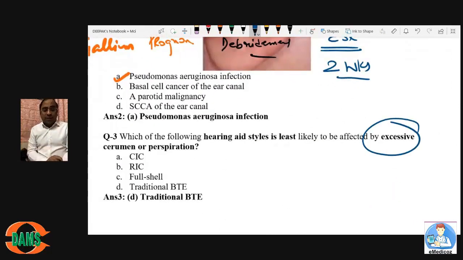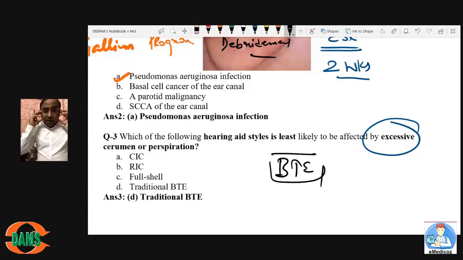If there is earwax or sweating in the external auditory canal, always remember the typical classical hearing aid which we prescribe in old age, the BTE. It is built in such a way that it is least affected by any earwax or sweating in the external auditory canal. That's why, even in old age, the only drawback is cosmetic. The traditional behind-the-ear BTE is cosmetically not accepted, but in old age it is one of the best options.